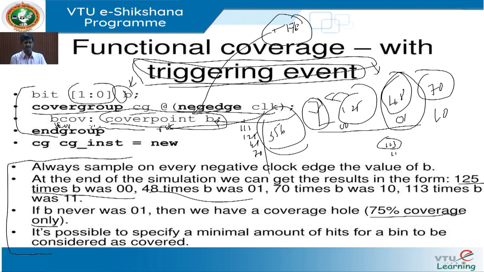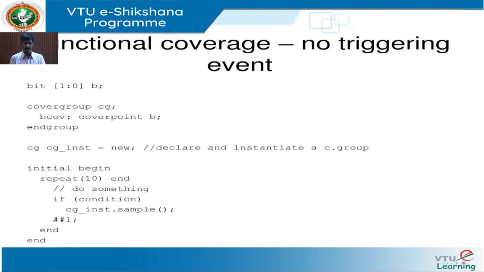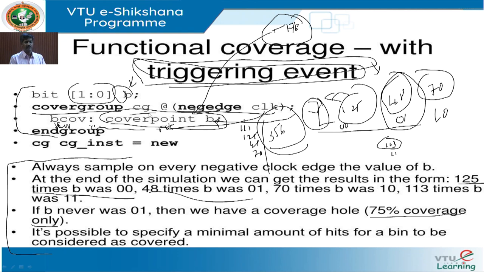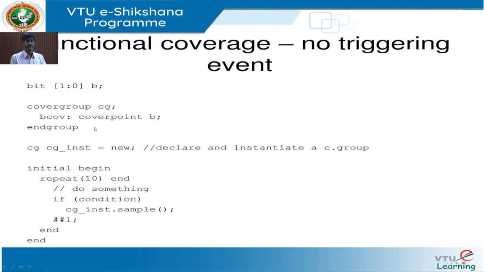So welcome back. So we have seen how the functional coverage will be taken with a triggering event. So now let us see how, without a triggering event, a functional coverage will be done. So I am just declaring a cover group. In the previous one, I defined that the cover group should occur at a negative edge of the clock. Now I am not defining that, so all the cover points that appear happen over an indeterministic period of time.